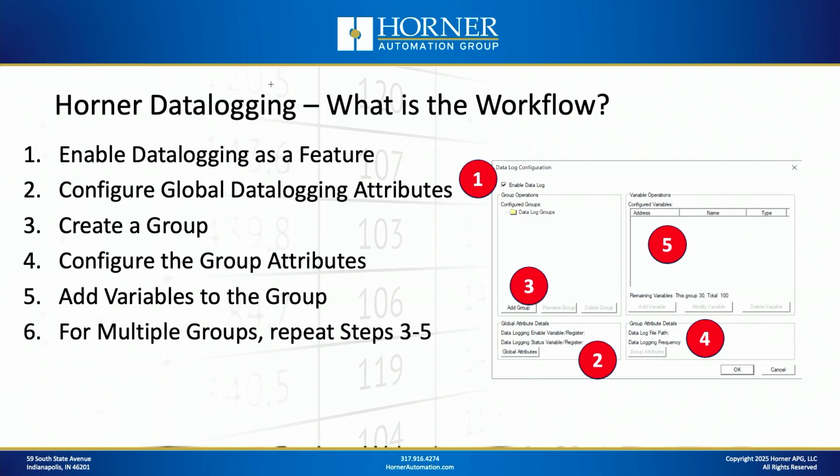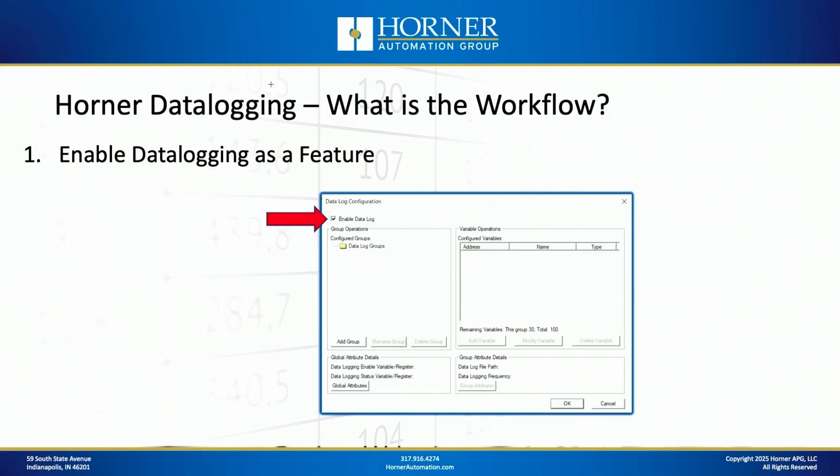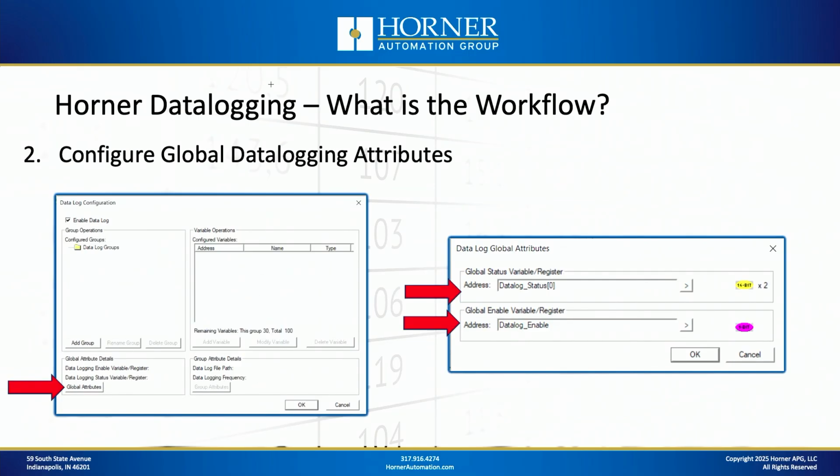Okay, and you can have as many as 30 variables in any one group and as many as 10 groups in any one project. And another maximum that we covered before, but I'll do it again, a maximum of 100 variables per project as well. Here are the 5 steps specifically. Enable data logging as a feature. That's just a checkbox. Couldn't be simpler. Configure global data logging attributes. What are those? Well, those are assigning a status register or status variable that you can use to monitor the feature in general.